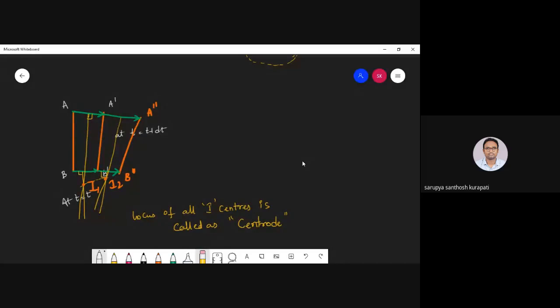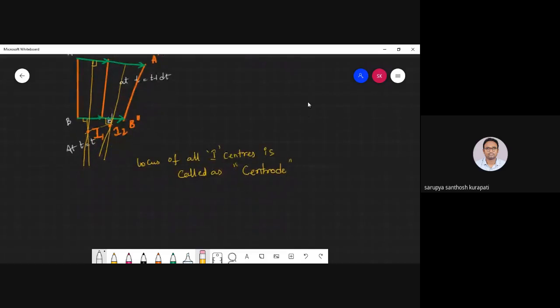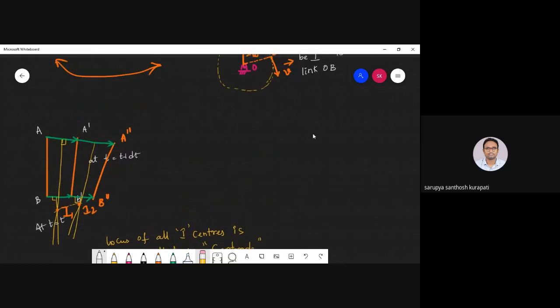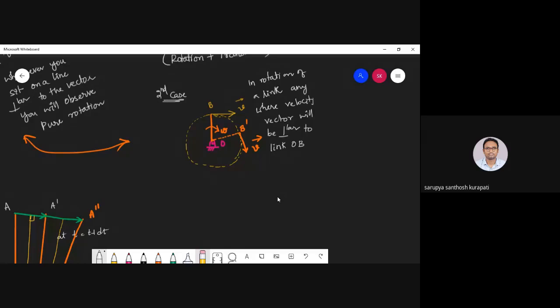Shall we move on to the subject? Yes sir. It got rectified. Okay, so this point is very very important. Locus of all I centers is called what? Centroid. Similarly, locus of all I axis. So suppose if I take an example here, O is nothing but the center. Suppose if I add thickness to this particular circle, what happens? It becomes a cylinder. Yes or no?